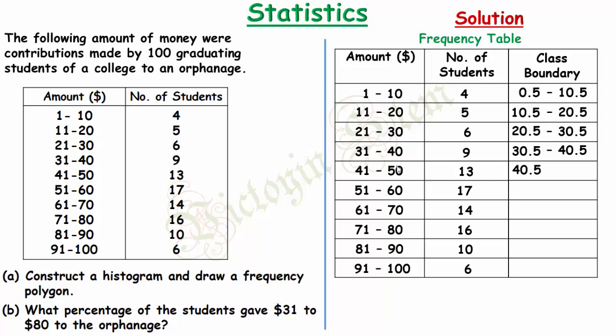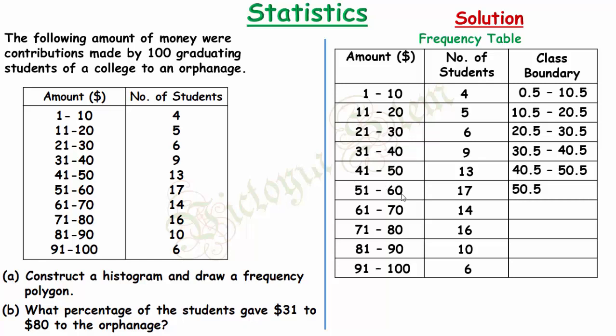To get the next values, I'll pick 50 and 51 and divide by 2. The midpoint of 50 and 51 equals 101 divided by 2. This boils down to 50.5. So I'll write it here as the upper class boundary of the fifth class and the lower class boundary of the sixth class. So I'll clean this up.